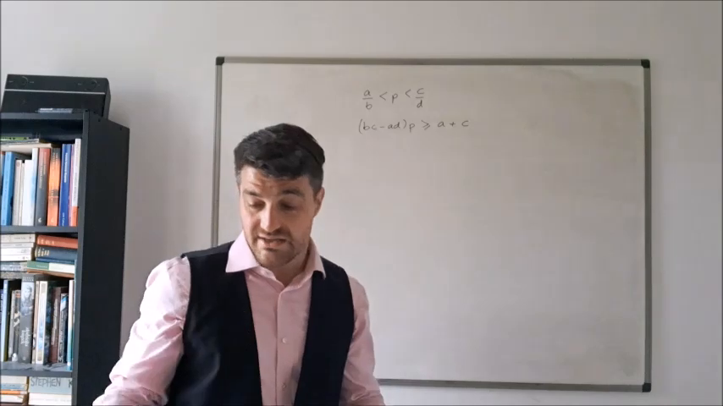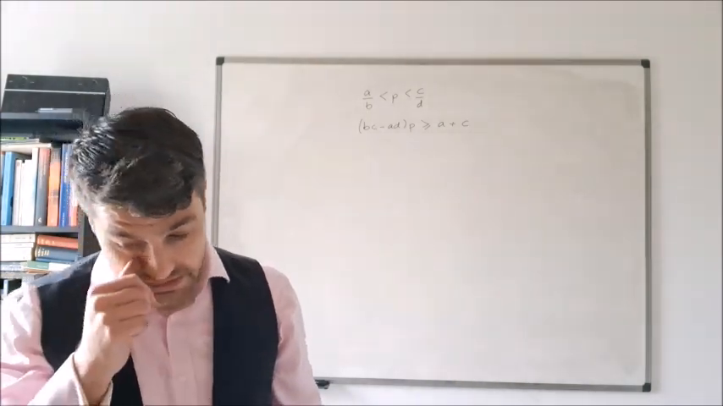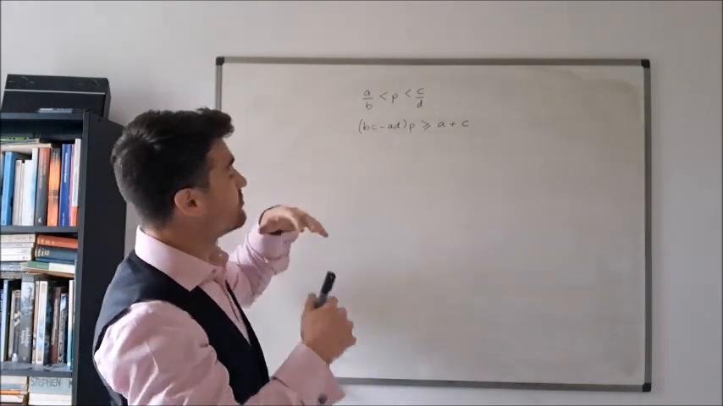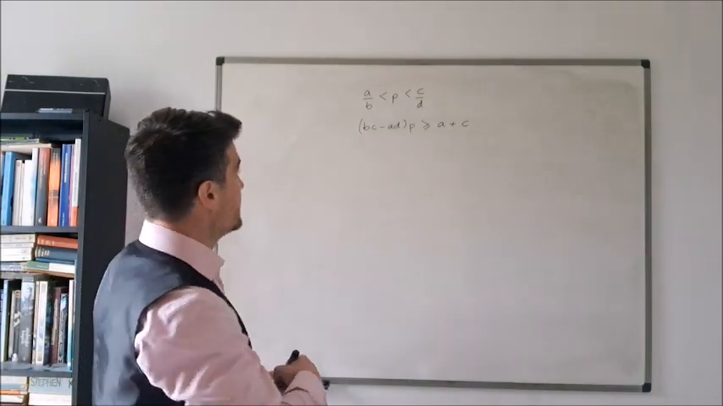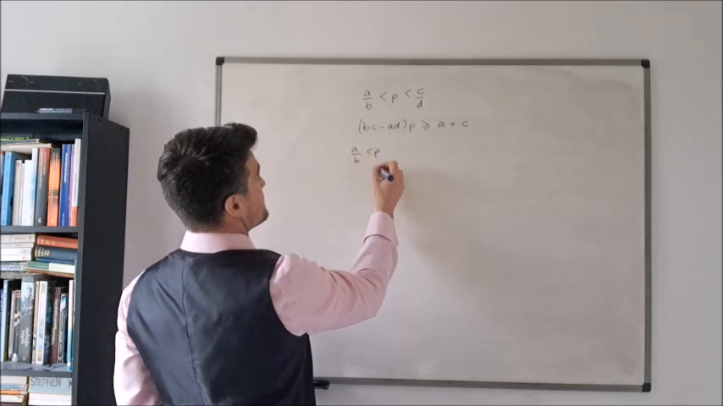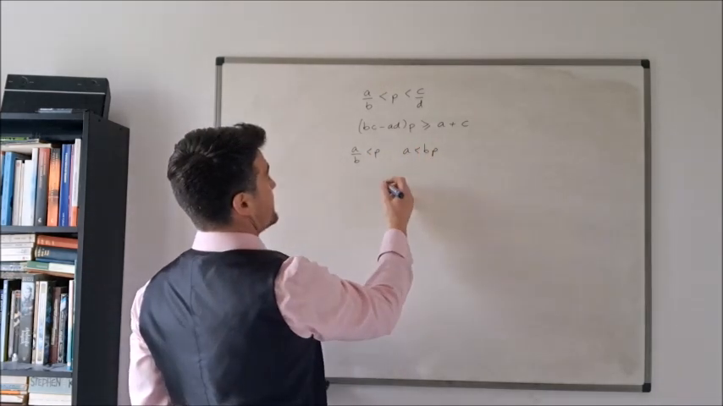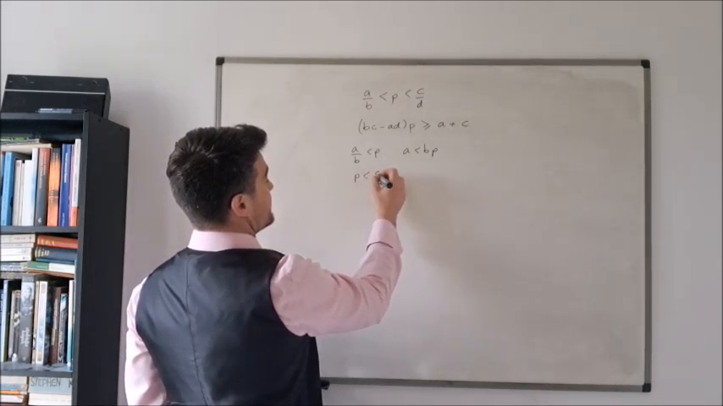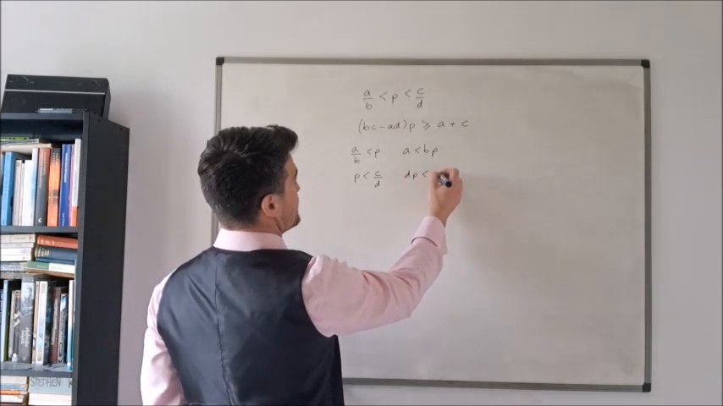Okay, so again, maybe try to base what you need to do, or what might be useful, on what you're aiming for here. So going up to these, we know that A over B is less than P. So that means that A is less than BP. And we've also got that P is less than C over D. So that means that DP is less than C.